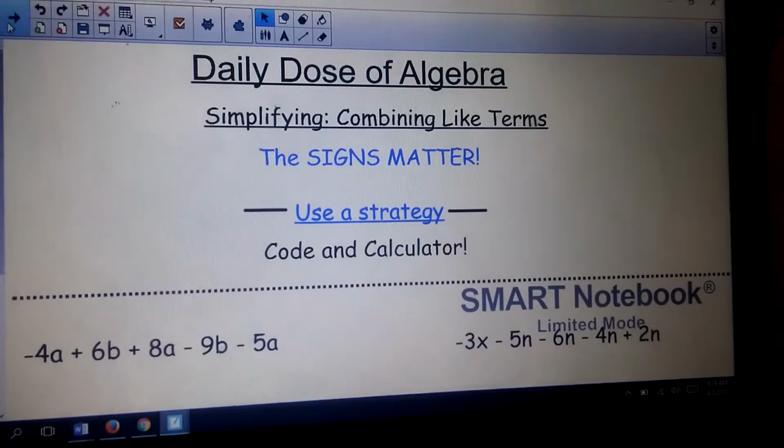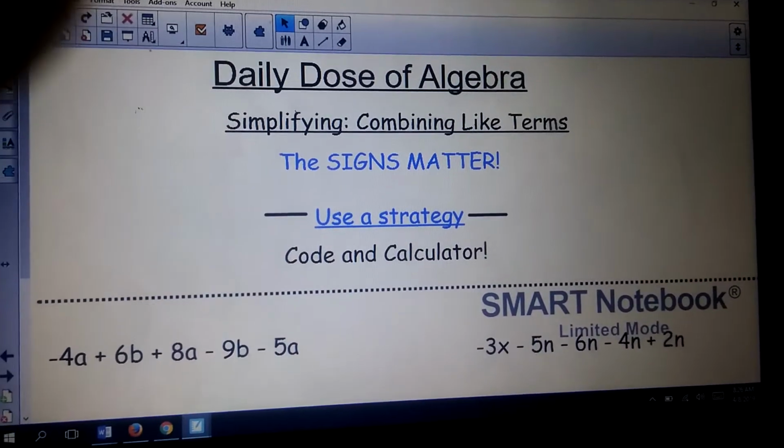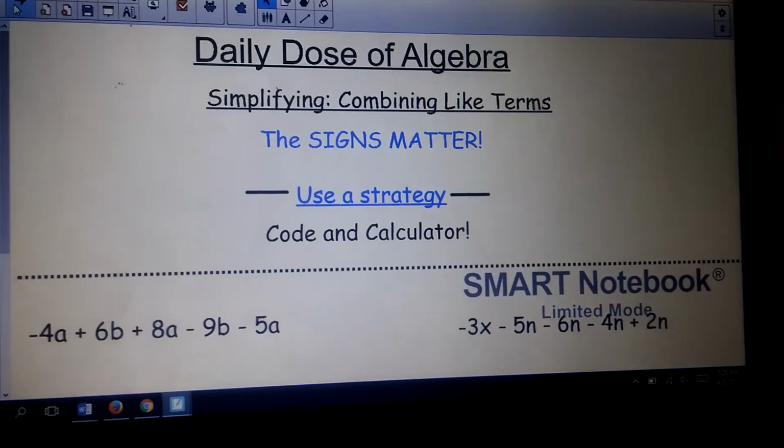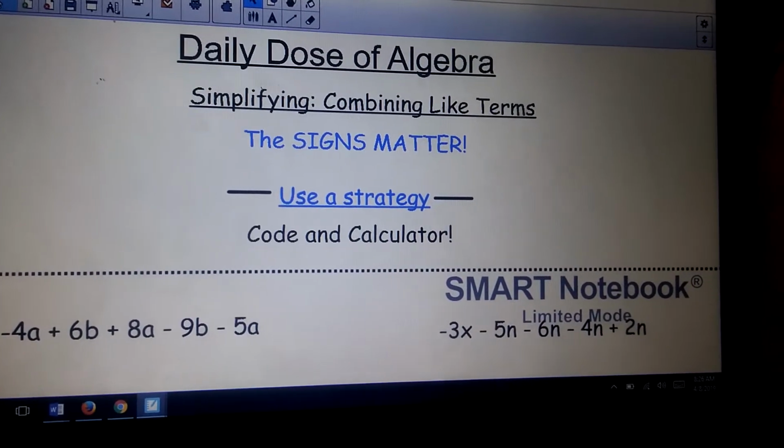Start doing these daily doses of algebra every day after the warm-up. This week we're going to be working on combining like terms. So go ahead and pause your tape and simplify the two expressions on your screen.